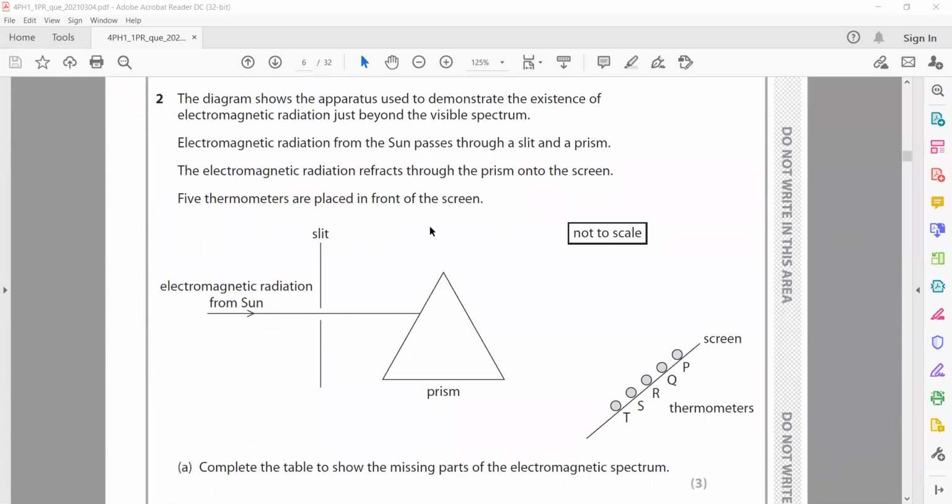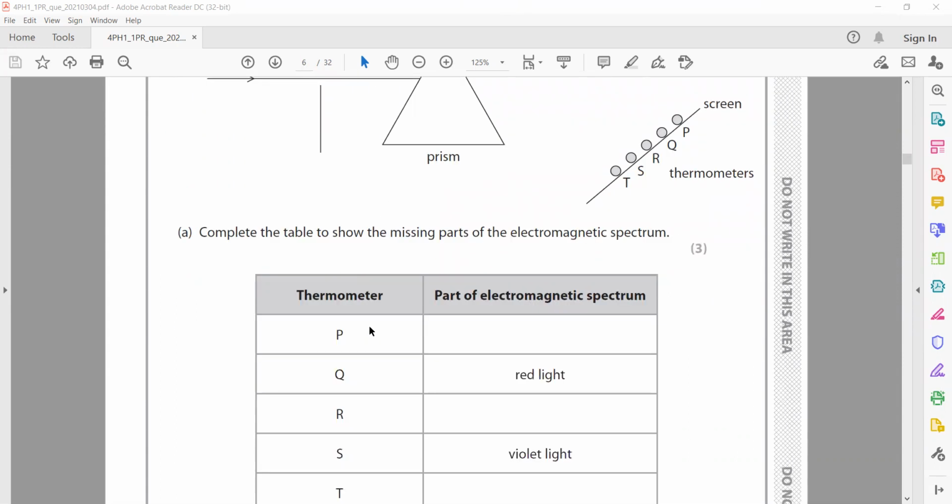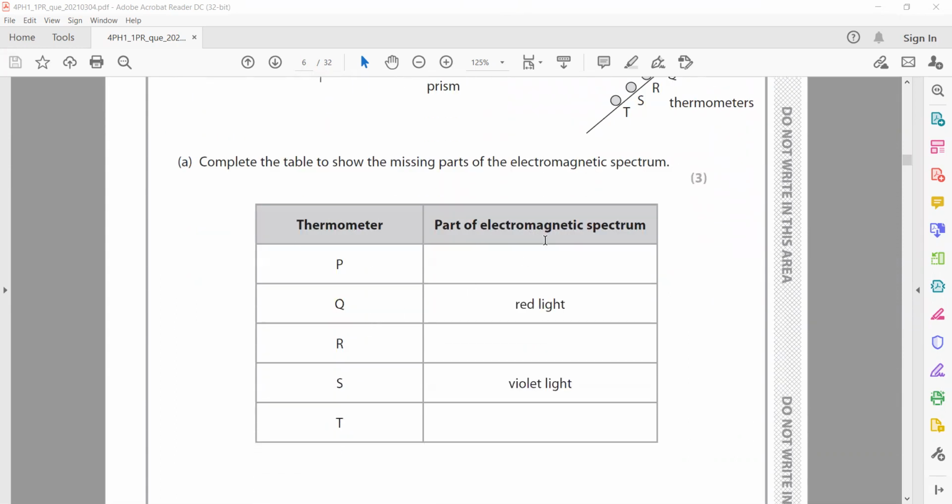The diagram shows the apparatus used to demonstrate the existence of electromagnetic radiation just beyond the visible spectrum. So the light is there, a white light from the sun, which is a combination of violet, indigo, blue, green, yellow, orange, and red. Complete the table to show the missing part of the spectrum.